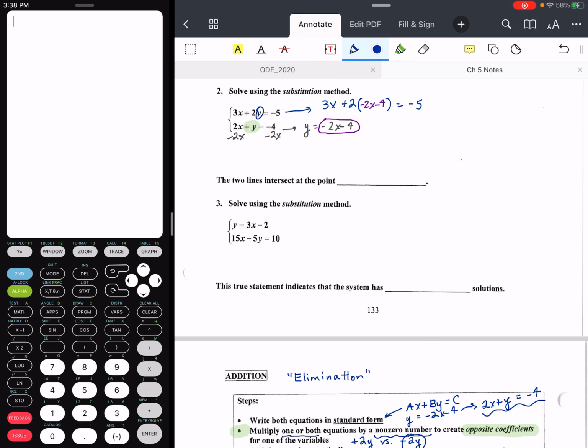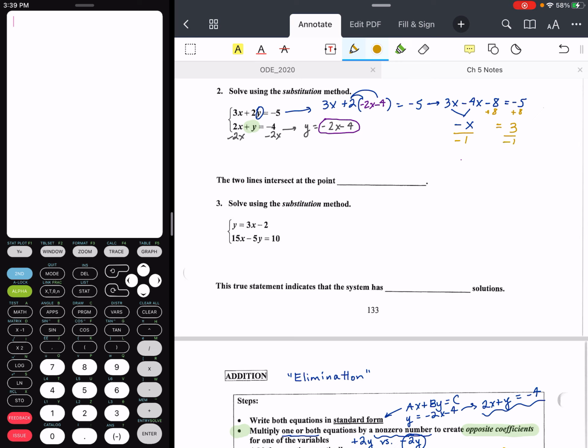And now, in that equation, I just have that equation written in terms of x, so I can solve for x. So I'm going to go ahead and distribute to get 3x and then minus 4x and minus 8 equals negative 5, so distributing that plus 2. 3x minus 4x gives me negative x. And then just to save space, I'll go ahead and add the 8 to both sides. So negative x equals positive 3. The negative 5 plus 8 is positive 3.